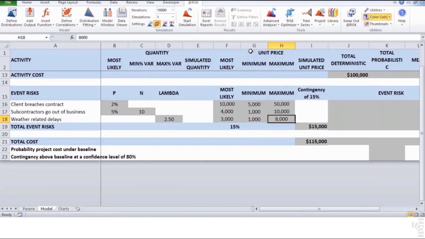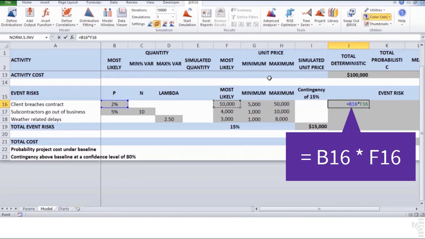Now, let us calculate the EMV for each one of these three risks. 12. On cell J16, for the first risk of client breaching contract, multiply the probability of the client breaching the contract, 2% on cell B16, times the most likely impact of it occurring, of $10,000 on cell F16, equals B16 times F16.